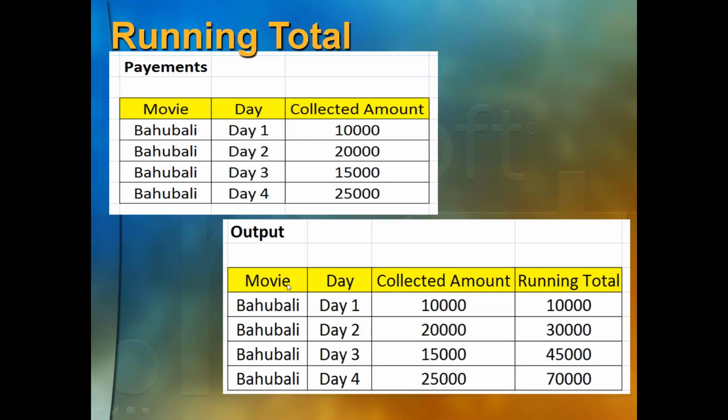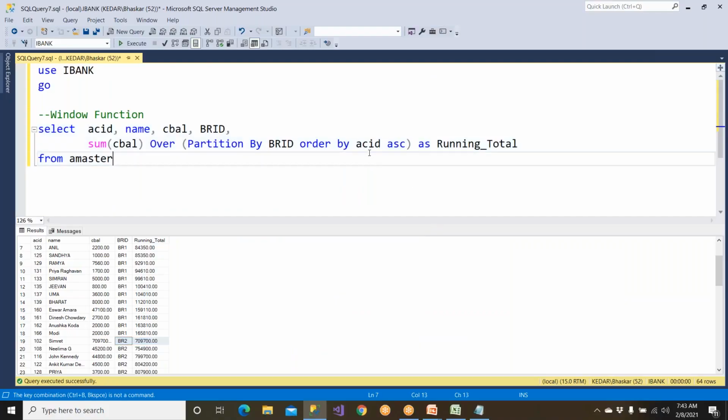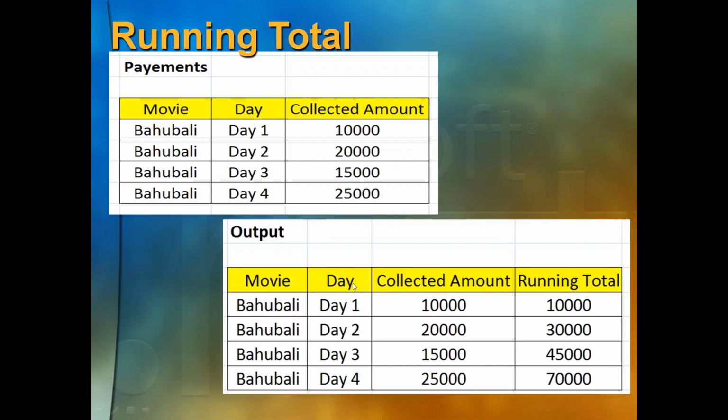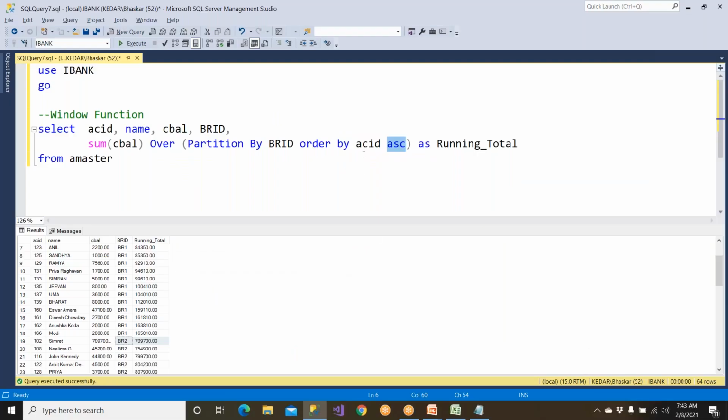So you can say partition by movie, and you are going to be ordering based on the day, right? Here I'm going to be ordering based on the account ID. So in the ascending order, right? So here you're going to be using a date column. You can say order by day or date column, date of collection and ascending order.